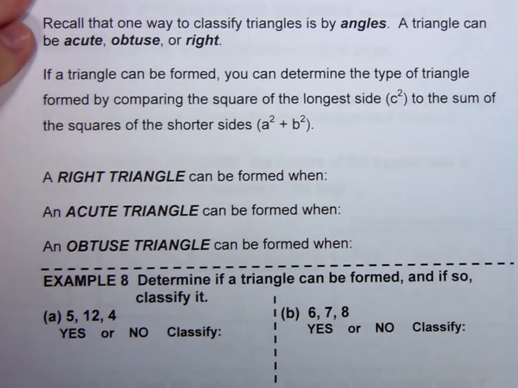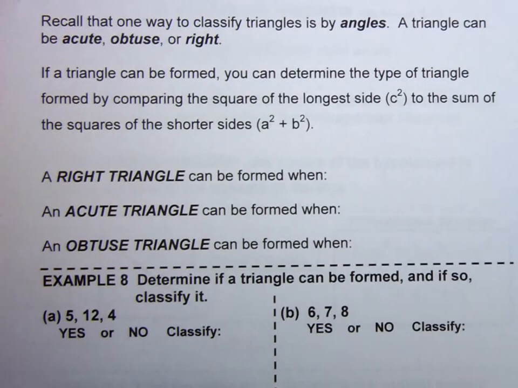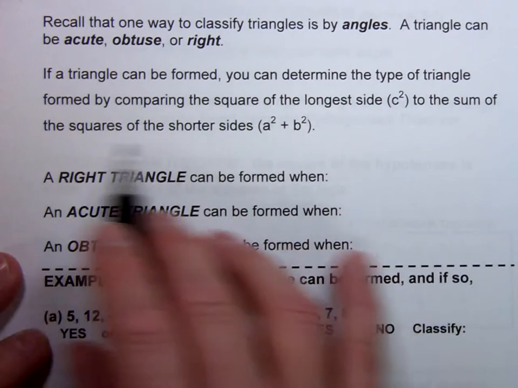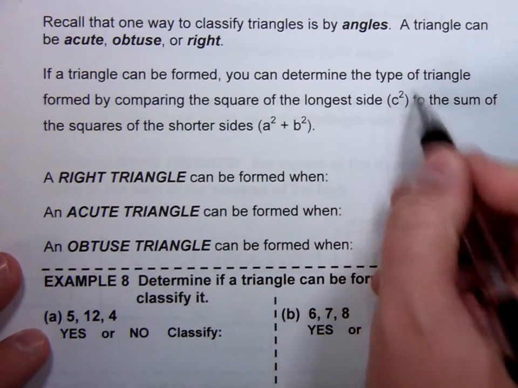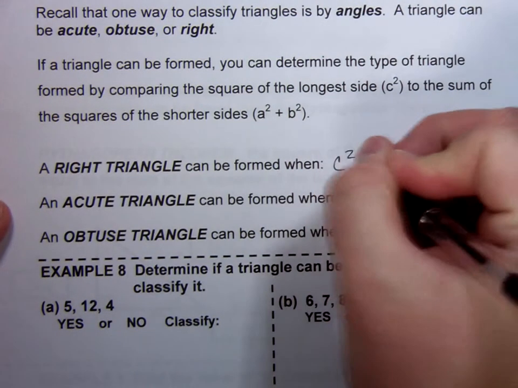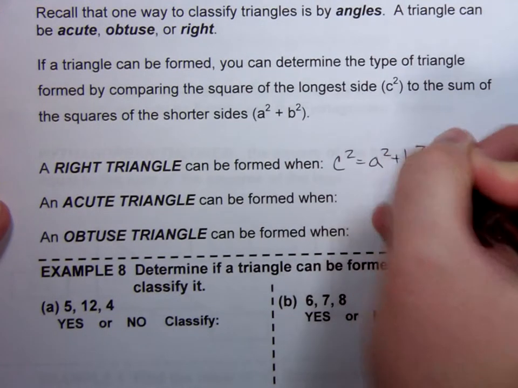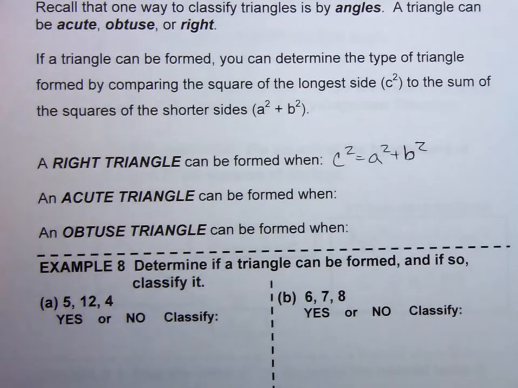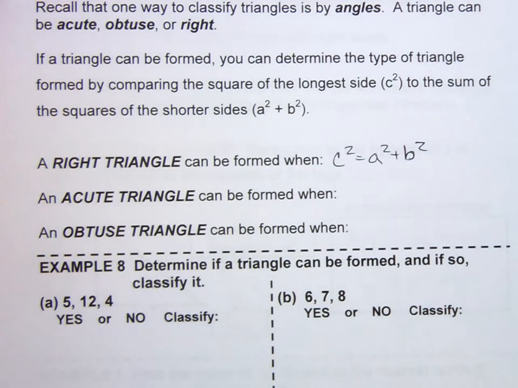Well, if a triangle can be formed, you can determine the type of triangle formed by comparing the square of the longest side, c squared, to the sum of the squares of the shorter sides. So we're taking the c squared and the a squared plus b squared from the Pythagorean theorem, and we're comparing them. Well, we just learned earlier that the Pythagorean theorem works for right triangles, specifically. So the Pythagorean theorem shows that c squared is equal to a squared plus b squared. So anytime you take 3 segments that are supposed to be the lengths of a triangle, if c squared is equal to a squared plus b squared, that means it has to be a right triangle.